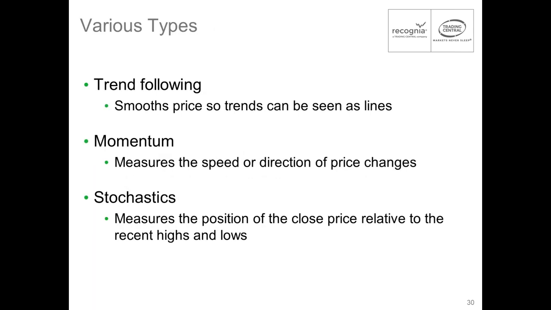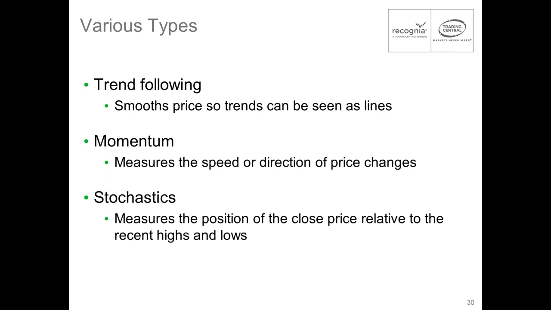Now, there's really three different kinds of indicators and oscillators. They're what are called trend following. So trend following indicators, for example, are basically used to smooth the price so trends can be more easily seen as lines. They remove a lot of the noise in the price so we can see the trends more easily. So things like moving averages are a good example of trend following indicators. We have things that are called momentum. So there are momentum oscillators that measure the speed or direction of price changes. And then there are what are called stochastics that measure the position of the closing price relative to the recent highs and lows. These are the three major classes of indicators and oscillators.